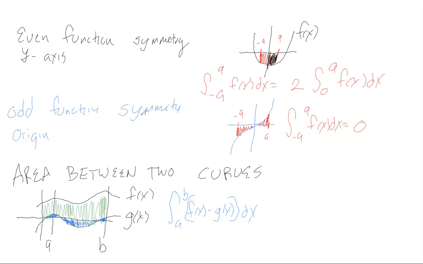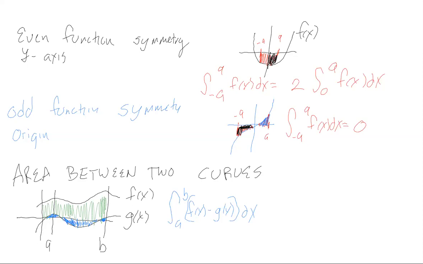Second piece is if we have an odd function, and this is going to have symmetry with respect to the origin, meaning it's got like a 180-degree rotational symmetry or a double reflective symmetry. If we're trying to find the integral from negative a to a of this, well, because it has a different type of symmetry, this area underneath from negative a to 0 is going to cancel out with this area over here from 0 to a. So that integral from negative a to a is going to get us 0.